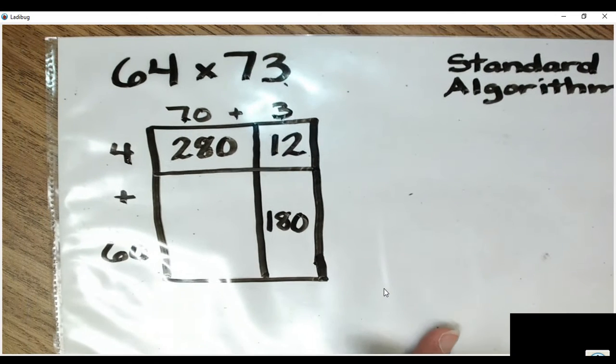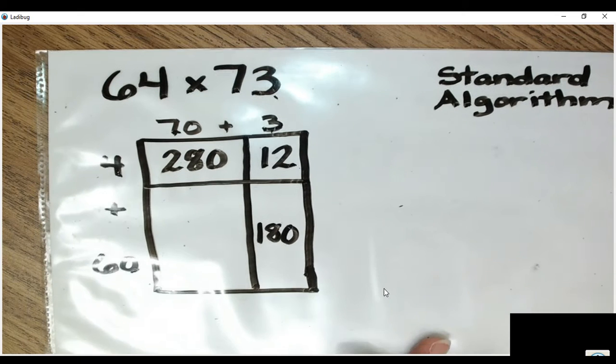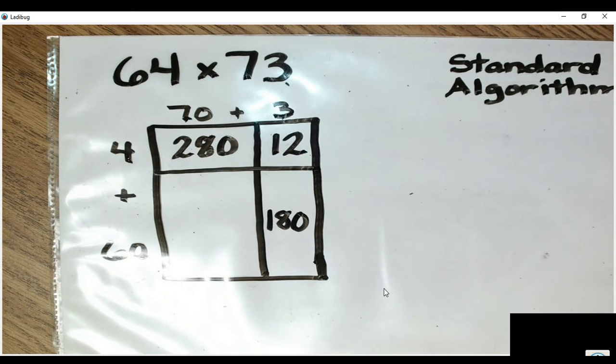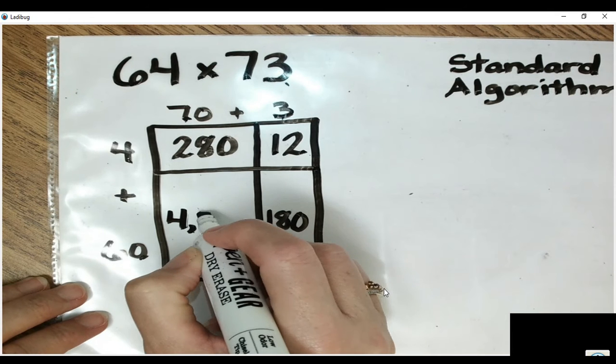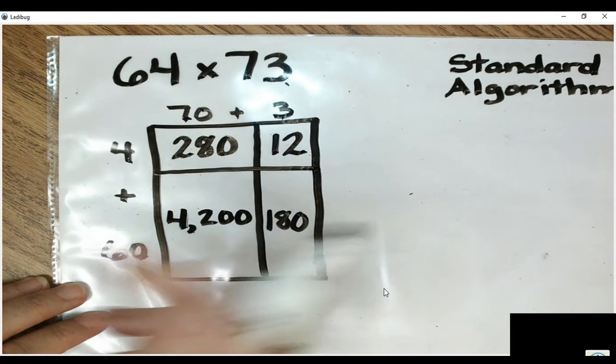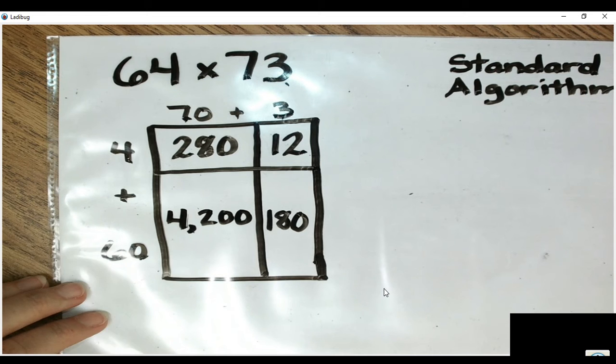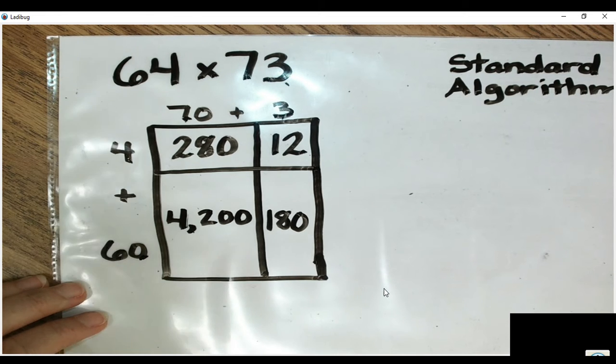Sorry about that glare. Let me move that around. So hopefully you will be able to see that. So 60 times 70 is 4,200. Okay. So there's our area model. There's all of our partial products.